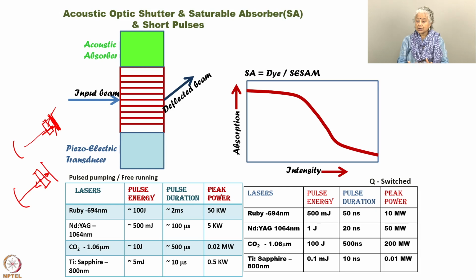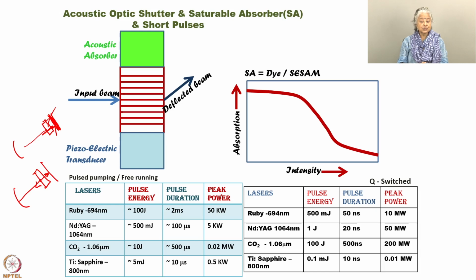Now let me give you the principle of the saturable absorber. Okay. Saturable absorbers are generally dyes which are soluble in some kind of liquid, can be alcohol or any kind of liquid which dissolves these specific dyes, or it could be a semiconductor, a SESAM. SESAM stands for semiconductor saturable absorber mirror. So it is a saturable absorber. Now how does a saturable absorber work?